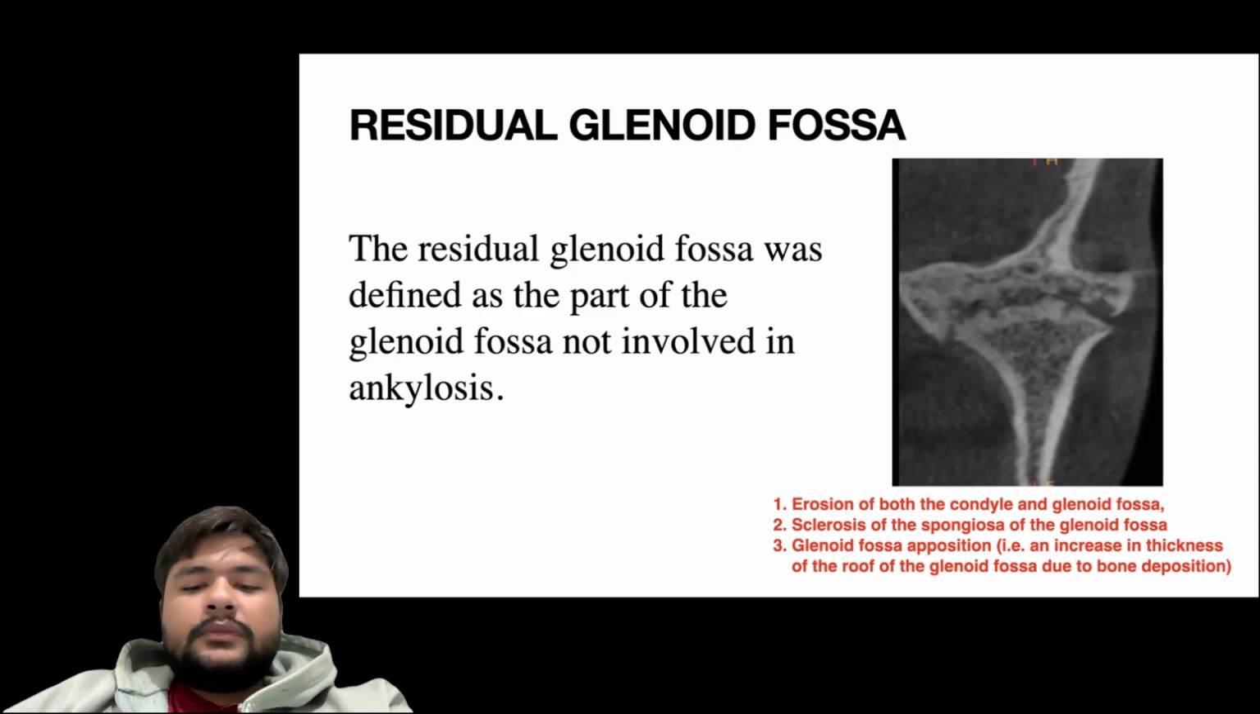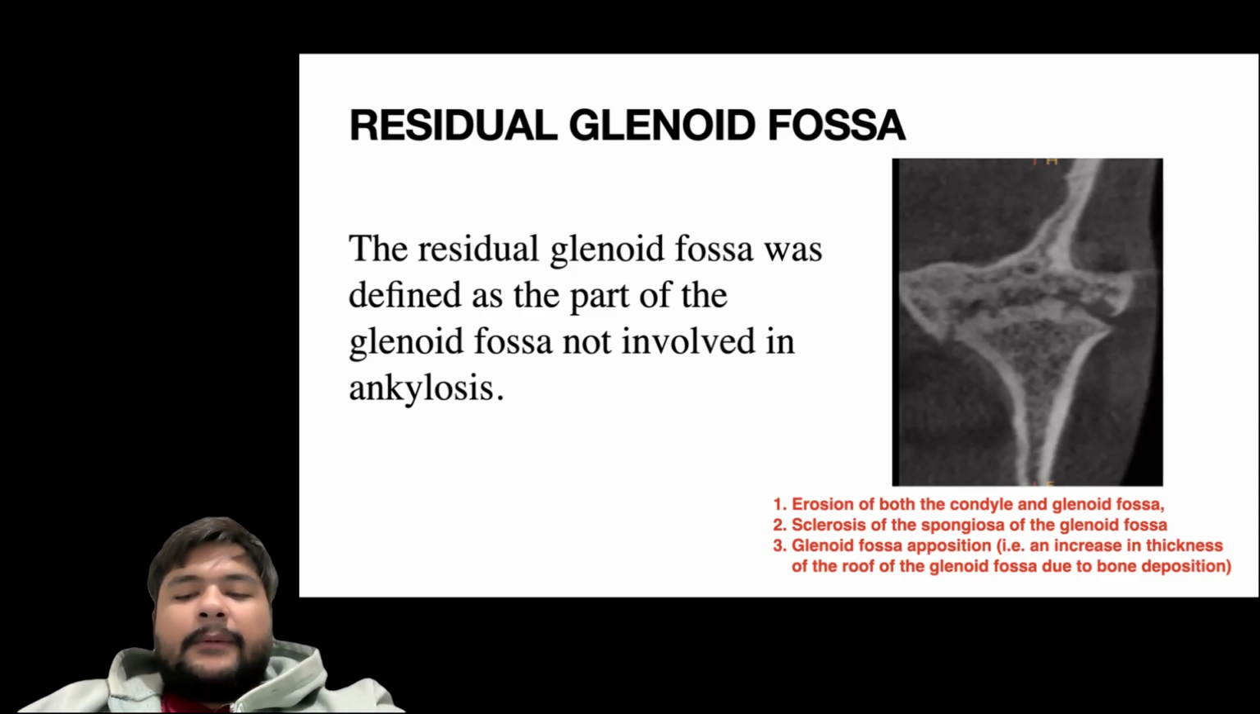Here we can see that there is erosion of both the glenoid fossa and the condyle, sclerosis of the spongiosa of the glenoid fossa, then glenoid fossa apposition, that is an increase in thickness of the roof of the glenoid fossa due to the bone deposition. Here we can appreciate in this image that the thickness of the roof of the glenoid fossa has increased due to the bone deposition.